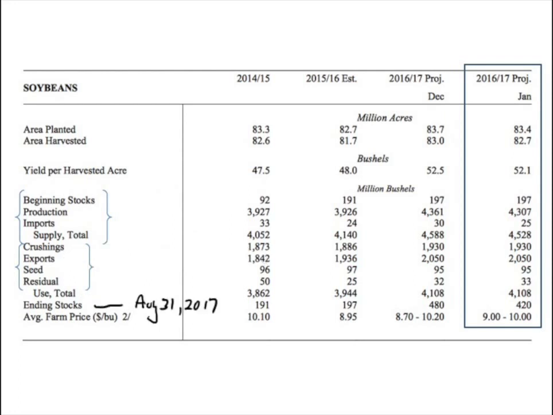Very bottom of the line, ending stocks. This would be what is available on August 31st, 2017. It's supply minus use. As you're looking at this report, you can see that it links beginning stocks, which would be on September 1, 2016, to ending stocks, which is August 31st, by supply and use.